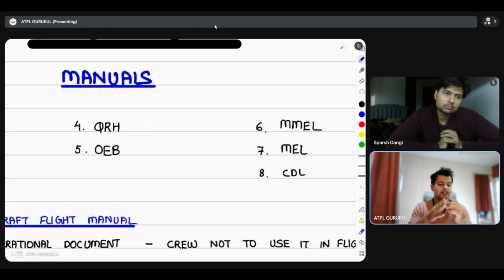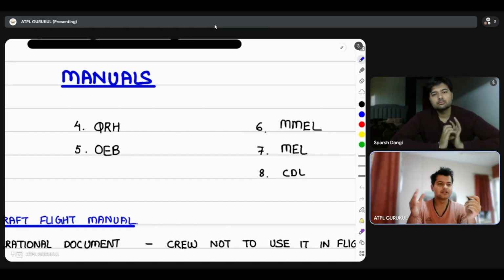Many a times when you're taxiing or just before departure, you get a fault. Maybe you're in flight and you get a fault. Then, in that case, you have a procedure to reset that fault, to reset that system. Where is that procedure written? It's there in the QRH.